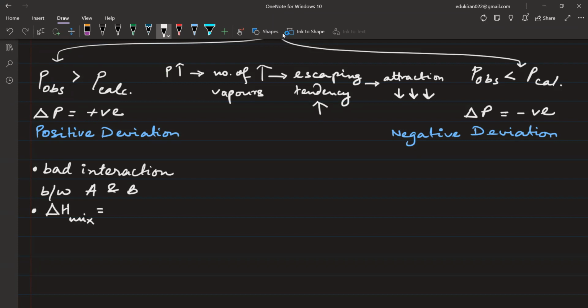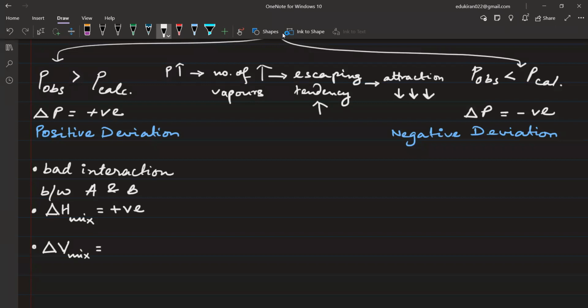Now if you have to destroy some attraction, that is, take two things far apart, that means you have to apply some kind of energy. So delta H will be what? Positive. Similarly, if I talk about delta V of mixing, what will it be?